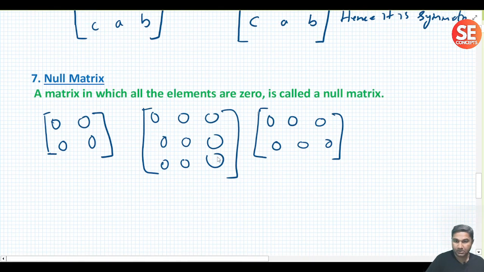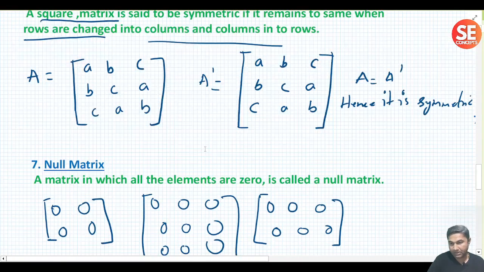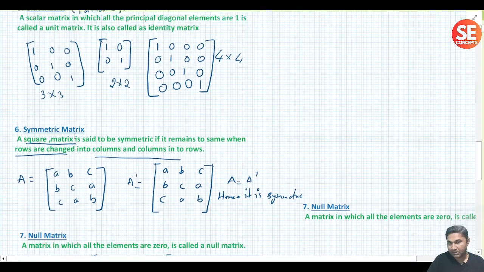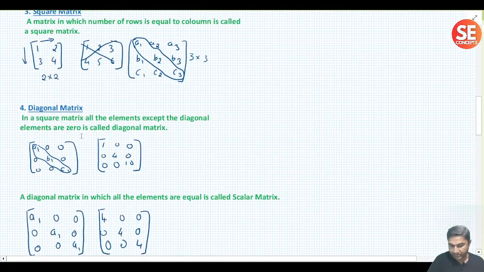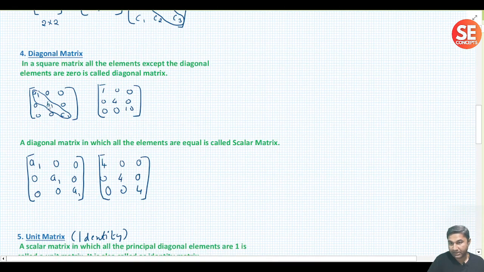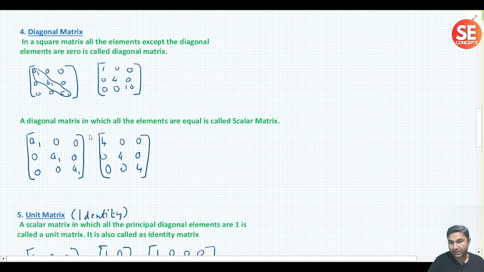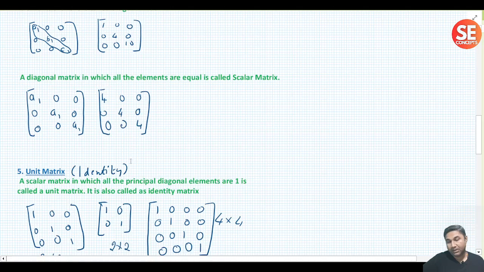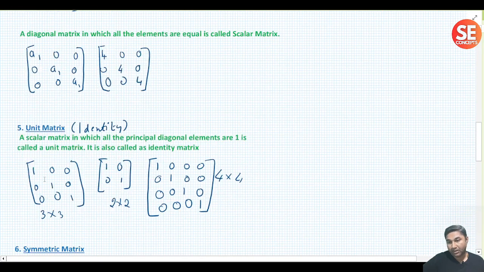So here we are learning around 7 types. First we learned about the row matrix, column matrix, then square matrix. Then we learned about the diagonal matrix, where only the diagonal elements are nonzero and every other number is 0. Then in the diagonal matrix we learned about the scalar matrix, where all the diagonal elements are the same, equal. Again one more variety is the unit matrix, where all the diagonal elements are 1. There is no other number, only 1, and the rest are 0.